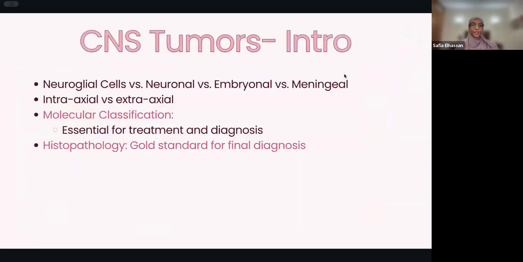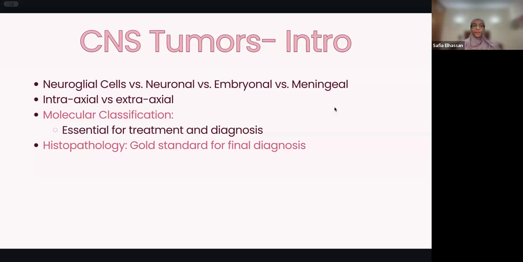So let's start with a brief introduction on CNS tumors. CNS tumors can be composed of neuroglial cells, the supportive cells of the CNS, which include astrocytes and oligodendrocytes. They could be made of neuronal cells, which are the actual neurons. They could be embryonal cells, which are the cells you would see early in development before they differentiate, or they could even be meningeal cells. They could be classified as intraaxial versus extraaxial. Intraaxial means they're within the brain parenchyma, while extraaxial means they're outside.